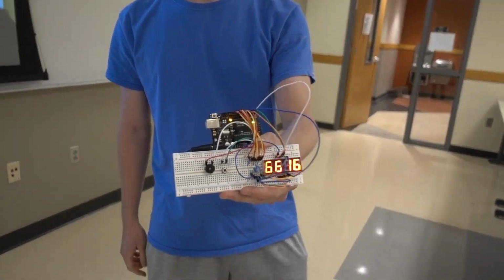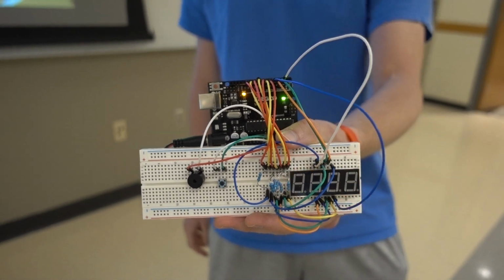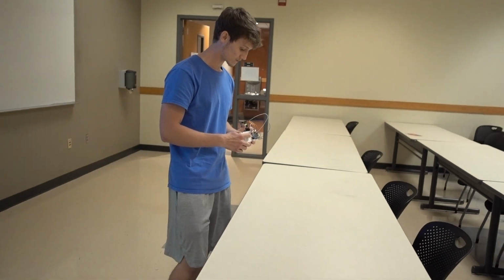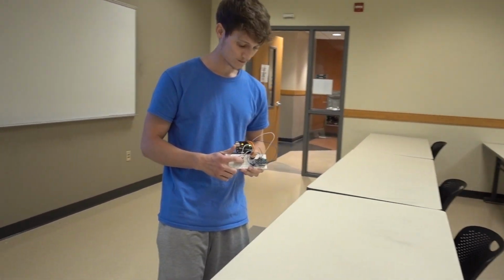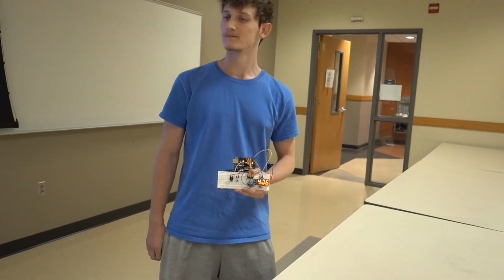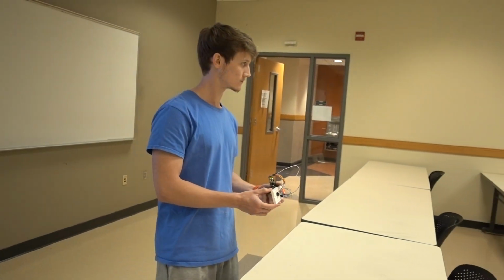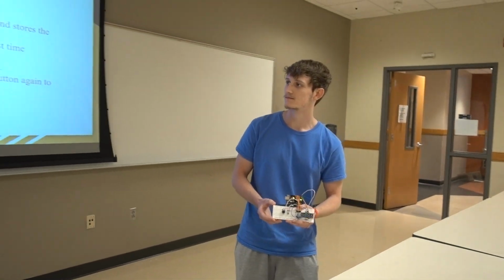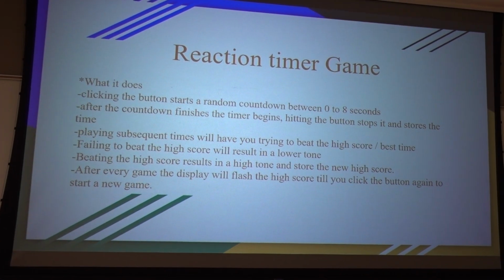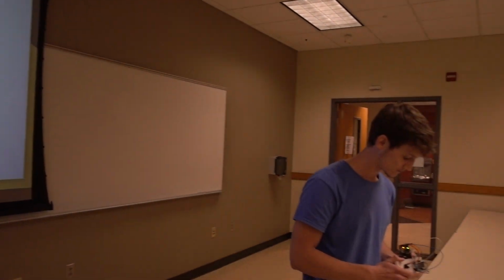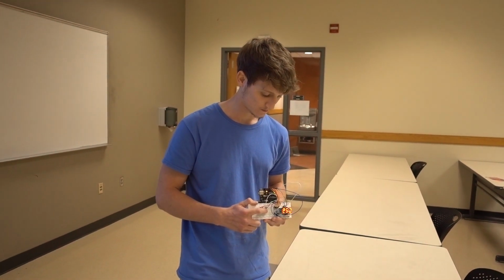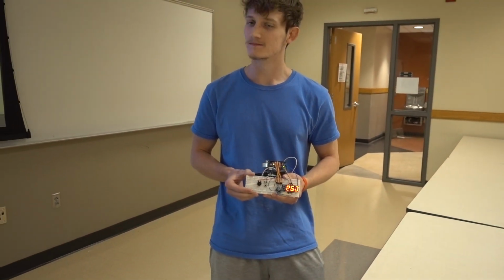It stores the lowest time as the highest score. So if you play subsequent times, you hit the button again, it'll reset, and you play it again, and if you get a faster time, then you beat the high score, and it plays a higher tone, and it'll flash what the high score is. It'll flash whatever the high score is at the end of each game. So you see right there, you set a new high score, so it's flashing that. If you played and didn't beat it, it would flash the same high score, and it'll keep flashing it until you start a new one.